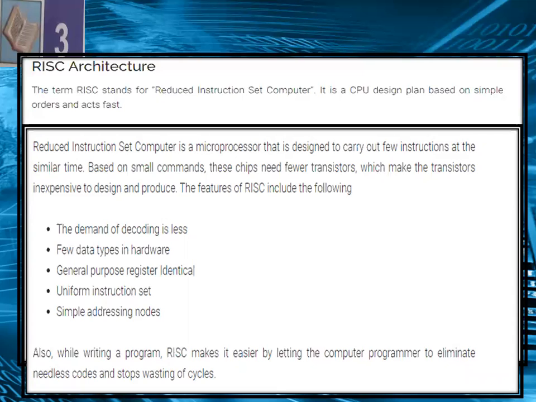Also, while writing a program, RISC makes it easier by letting the computer programmer eliminate needless code and stop wasting cycles. So RISC basically is a simple architecture for the microprocessor which needs less coding and few data types of hardware. General purpose registers are used, a uniform instruction set, and simple addressing modes are used.